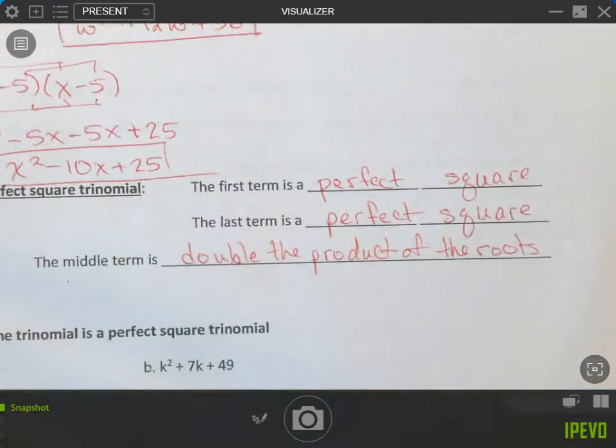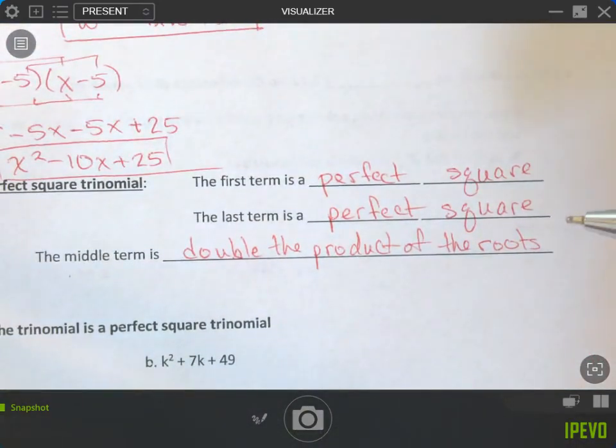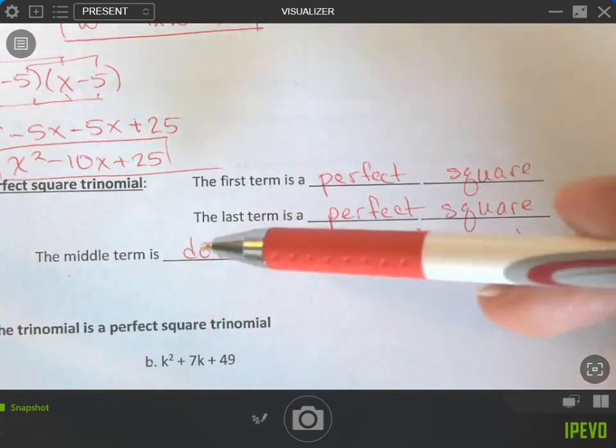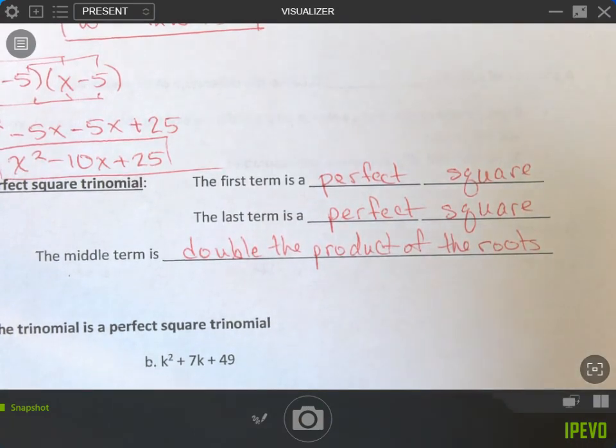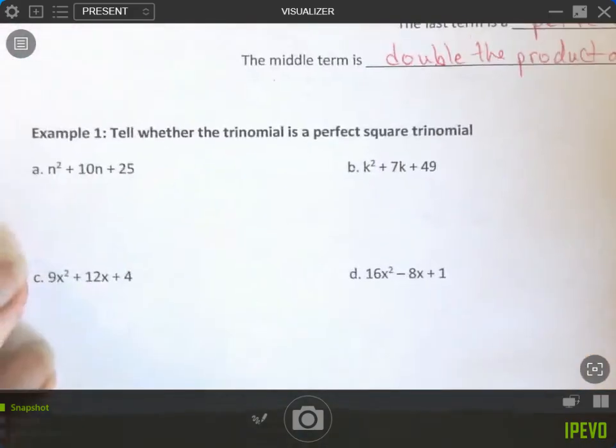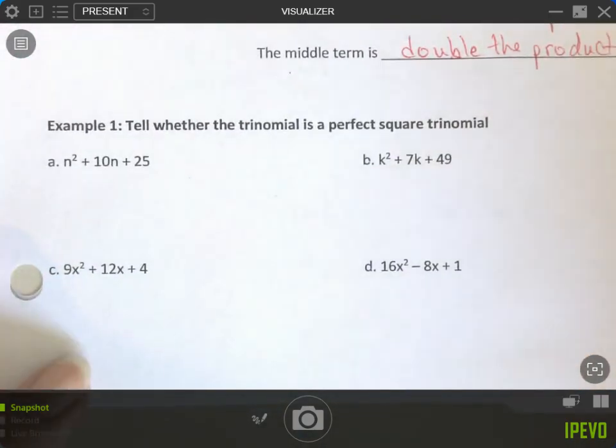Okay, so do you have this jotted down? First term is a perfect square, last term is a perfect square, and the middle is double the product of the roots. So here we go. We're going to determine whether these are perfect square trinomials or not. It actually doesn't ask us to factor it. We're just going to do it anyway.